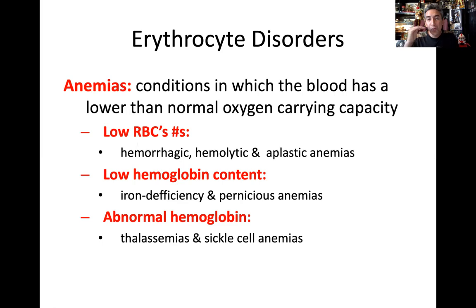Now we can have normal blood cell counts, but we can have low hemoglobin. And the easiest way that we can become anemic in that way is if there's not enough iron in the diet. And we can get into these iron deficient type of situations.